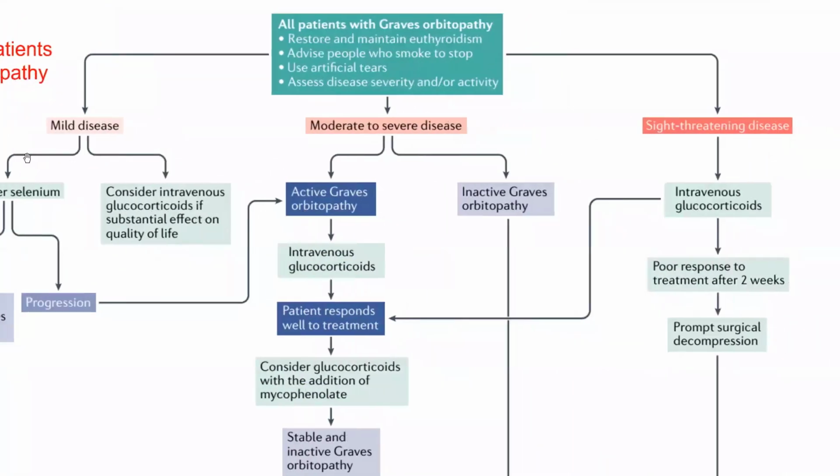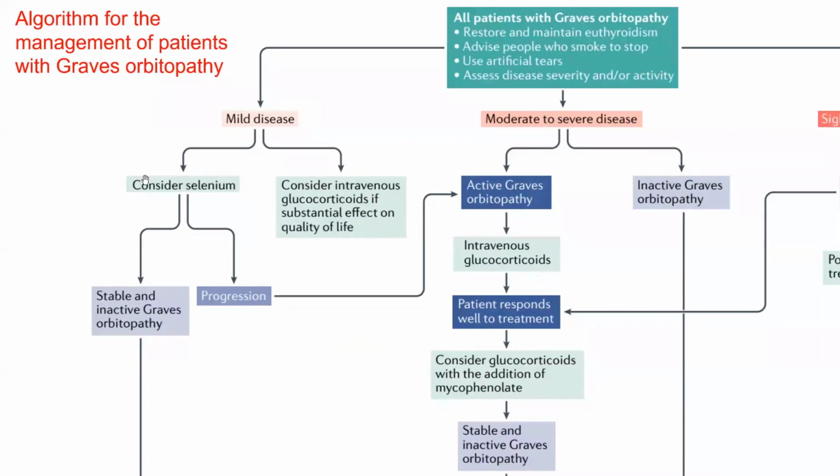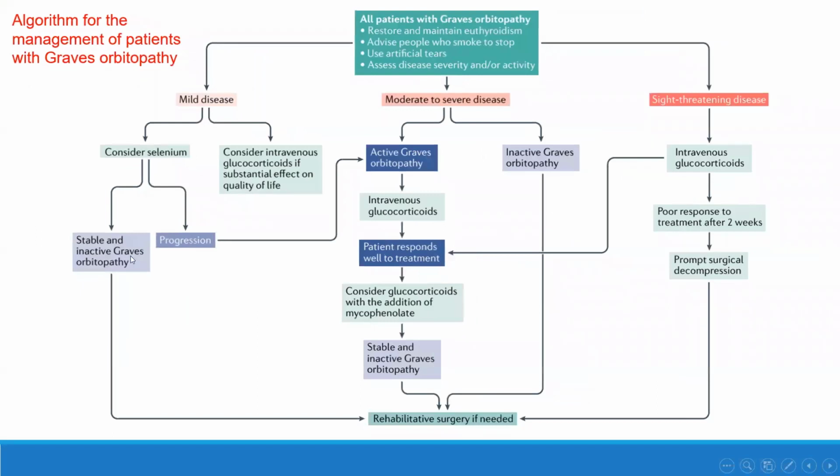We classify our patients into three categories according to severity: mild disease, moderate to severe disease, and sight-threatening disease. If there is mild disease, we can consider selenium. If the patient is stable with inactive Graves' orbitopathy, we may need rehabilitation surgery in some situations, for cosmetic reasons or another indication. But if the mild disease progresses to active moderate to severe disease, we should go to intravenous glucocorticoid. In a case of mild disease, we can consider intravenous glucocorticoid if there is a substantial effect on quality of life, when the patient has a low quality of life. In this situation, we can give intravenous glucocorticoid as a trial, and it may improve the mild disease and regress it. Don't forget that most cases of Graves' orbitopathy regress spontaneously without any medication.